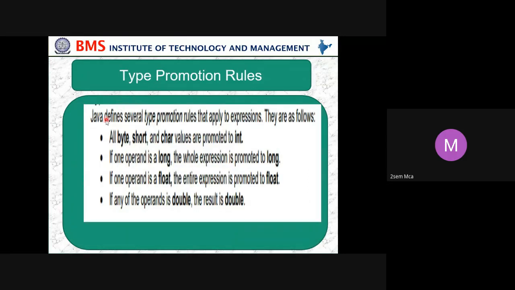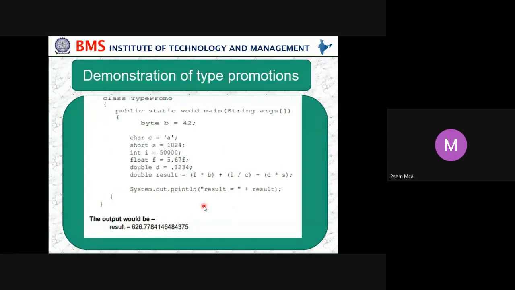So, type promotion rules. Java defines several type promotion rules that apply to expressions. They are as follows. All byte, short, and char values are promoted to int. You can use a byte, short, char, all these as int. It is okay. If one operand is long, the whole expression is promoted to long. If an operand is float, the entire expression is promoted to float. If any of the operands is double, the result also should be a double. That's what the type promotion program shows.